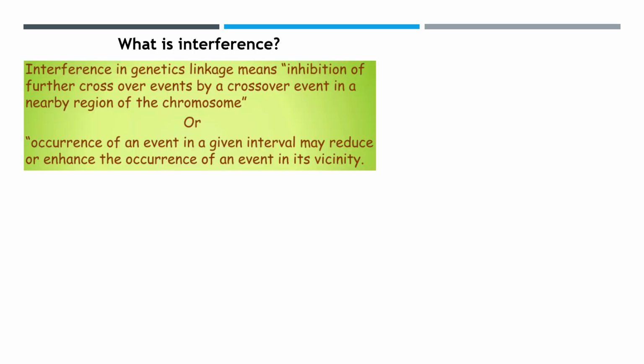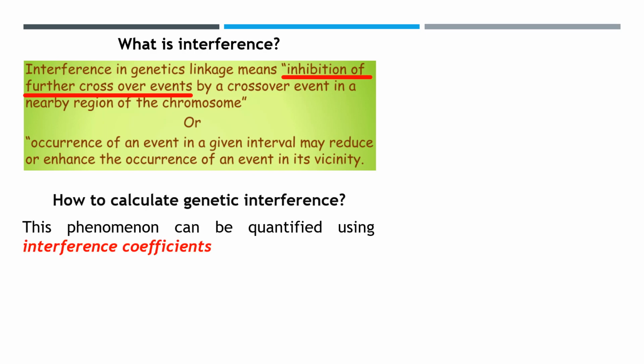Okay, so to answer this question, let's remember something that we already talked about in the video lecture, that is what interference is. And interference is a genetic phenomenon related to linkage in which we inhibit further crossover events. Okay, and if you want to know more about that, you can watch the video lecture. How to calculate this genetic interference? In the video lecture, we also talked about that this phenomenon can be quantified using interference coefficients.